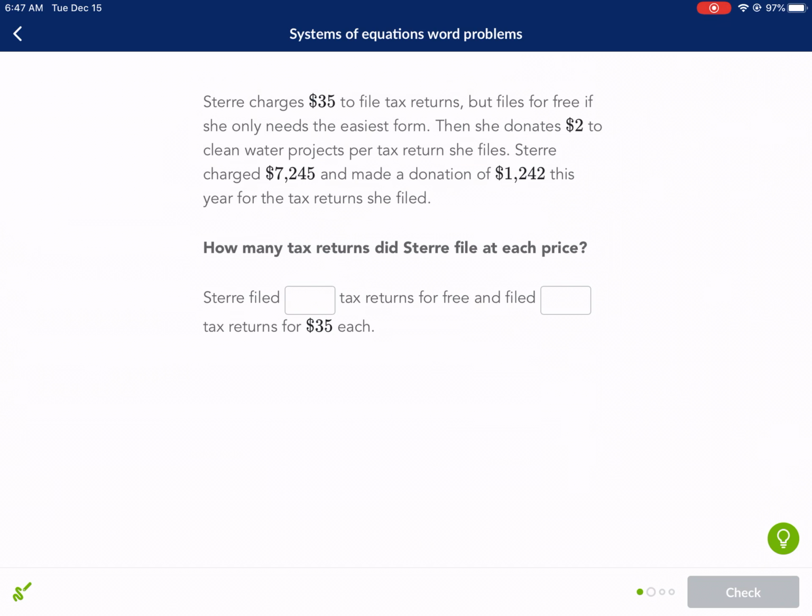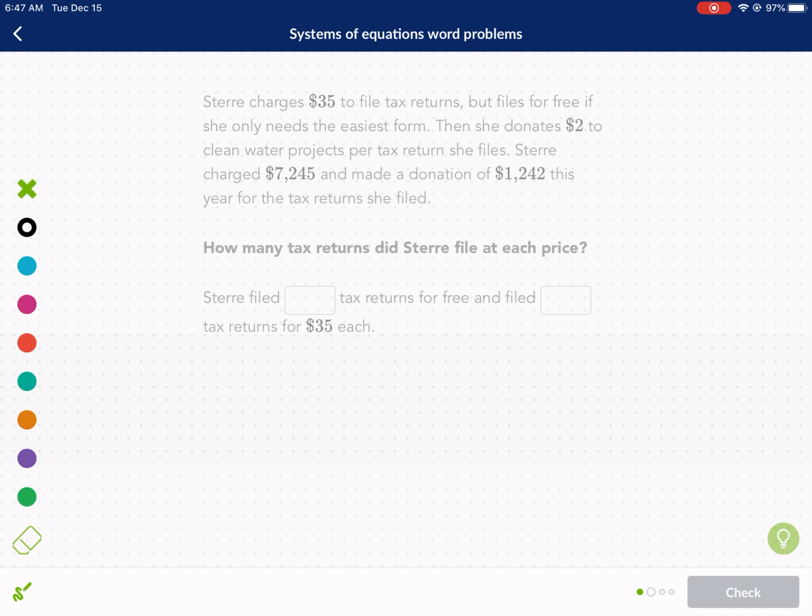All right, next question. Tax returns. I don't even know how to say the name. She charges $35 to file tax returns, but files for free if she only needs the easiest form. Then she donates $2 to clean water projects per tax return she files. She charged $7,245 and made a donation of $1,242 this year for the tax returns she filed. How many tax returns did she file at each price?